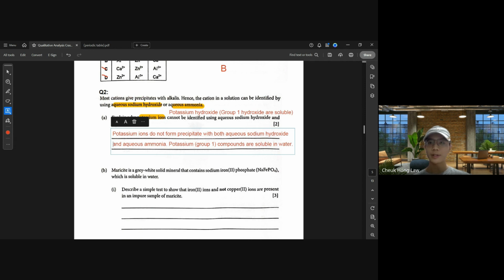Okay. So potassium ions do not form precipitate with both aqueous sodium hydroxide and aqueous ammonia. And because potassium is in group 1, group 1 hydroxides are all soluble in water. Okay.